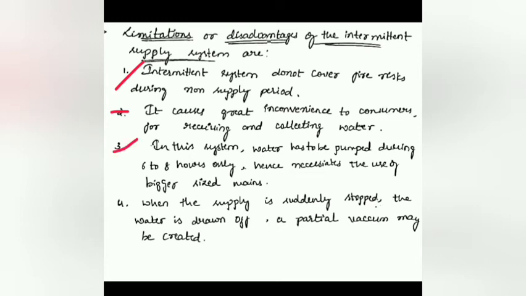And in this system water has to be pumped during 6 to 8 hours only, hence necessitates the use of bigger sized mains, as during some particular time period only, sufficient water has to be supplied. So because of that, the pipelines we are laying should be of a greater required area. When the supply is suddenly stopped and the water is drawn off, a partial vacuum may be created. This usually happens in case of pumping also. When pumps are suddenly stopped, there is a reverse flow or a vacuum that is created that creates a backflow of the water. This can be avoided by providing certain valves.